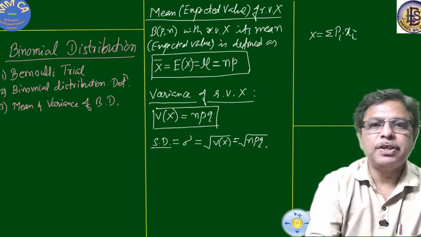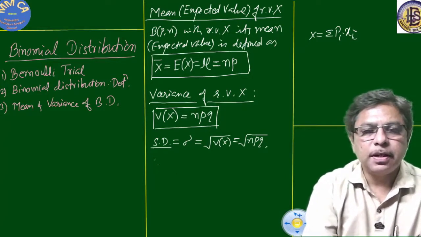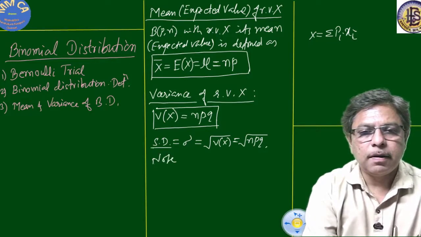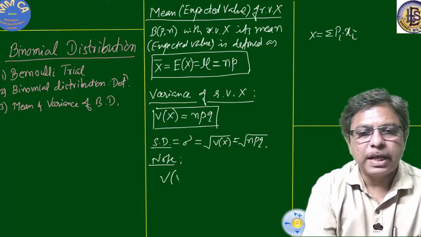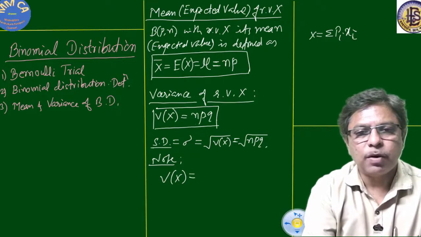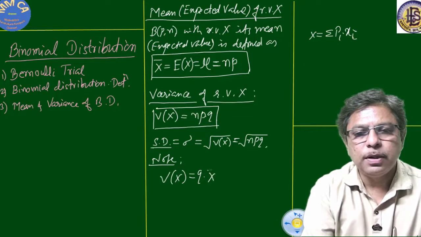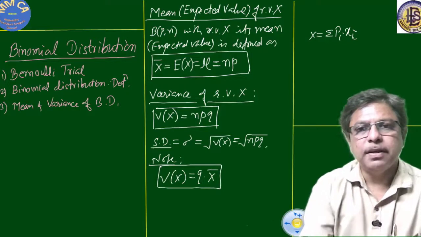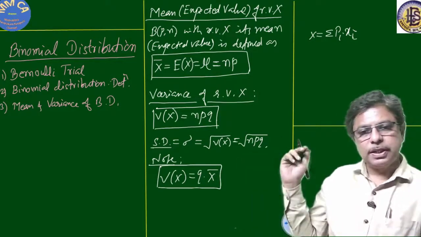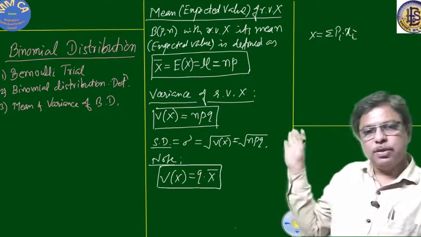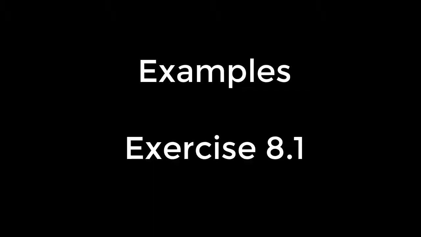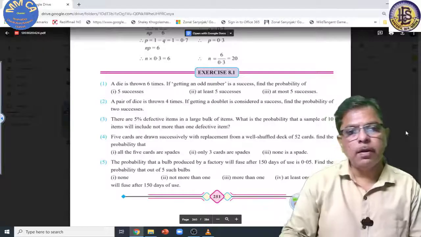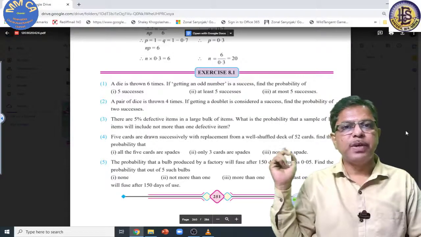And one more relation we are getting here is that the variance of x is equal to, for n into p we can write x bar, so q into x bar, and this is the relation between variance and mean. And we can have a few examples in this topic related to these formulas. Now we'll discuss a few examples here.